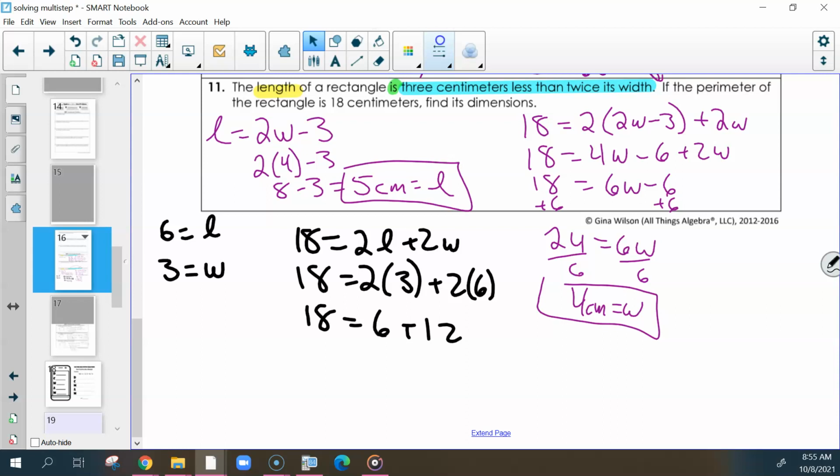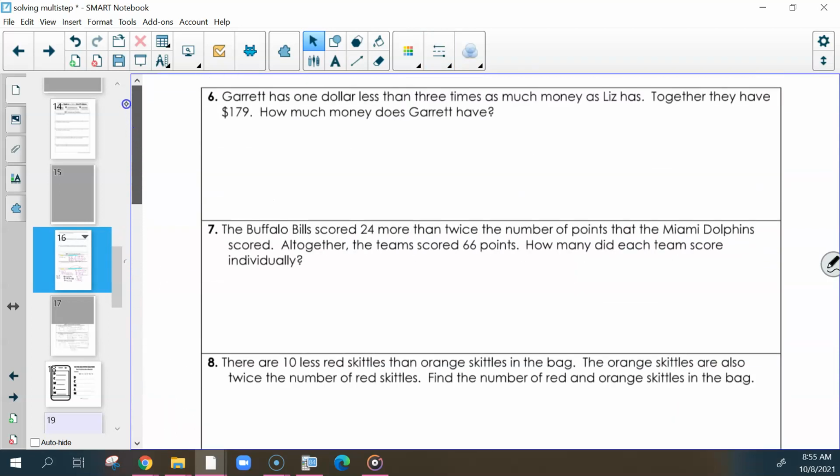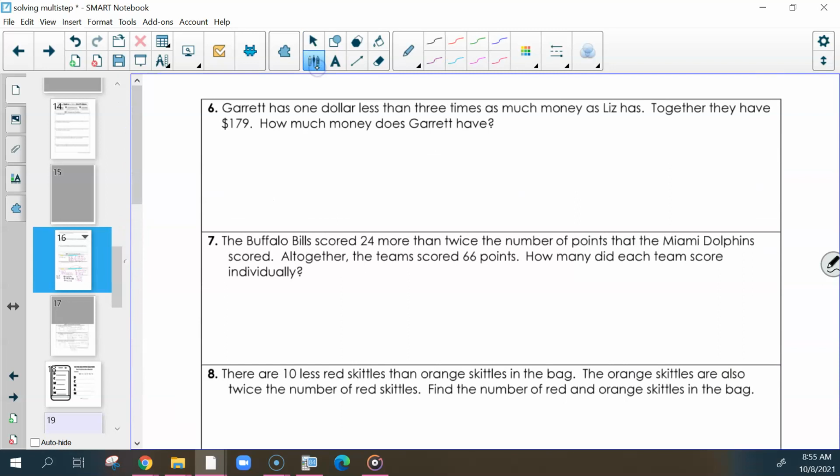We're going to go back and do number 6. So this one, I had you try just to see if you could do it. The setup is kind of the same as what we were just doing. It's just not length and width. So for this one, Garrett has $1 less than 3 times as much money as Liz has. Together, they have $179, and we're looking for how much money does only Garrett have.